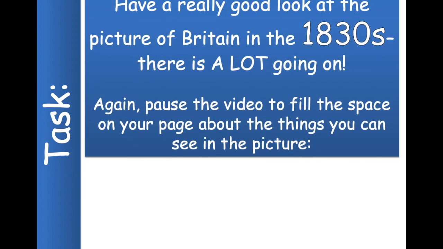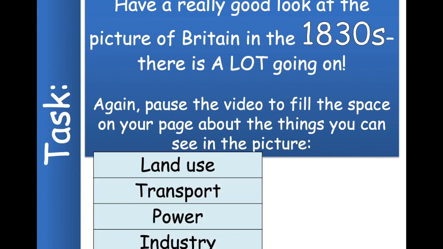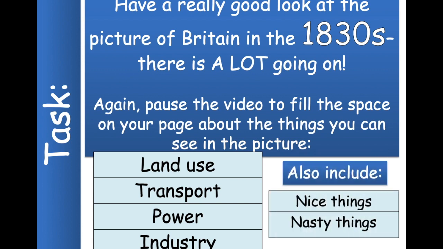So again, same instructions, have a really good look at the picture of Britain in the 1830s. There is a lot going on. Pause the video and fill in the next row down on your table. So you should have done the 1750s, now we're moving on to the 1830s. Focusing on the same topics, land use, transport, power and industry. And you can talk about the nice things and nasty things if you would like to. That is an extension, you do not have to do it.